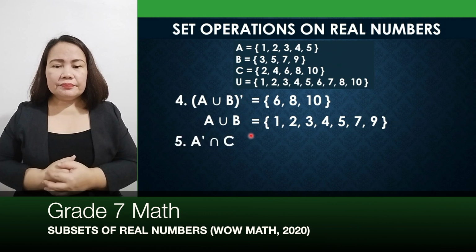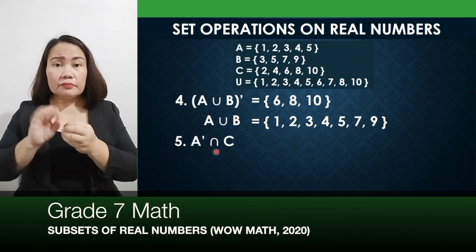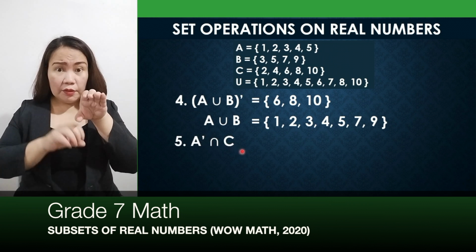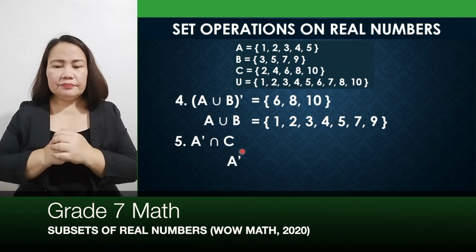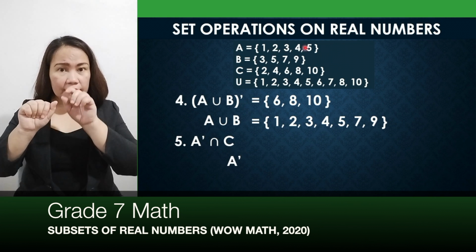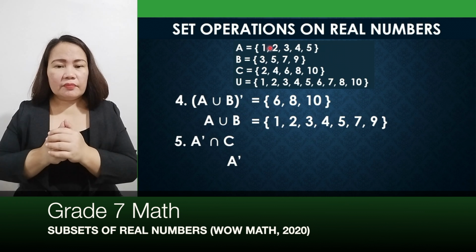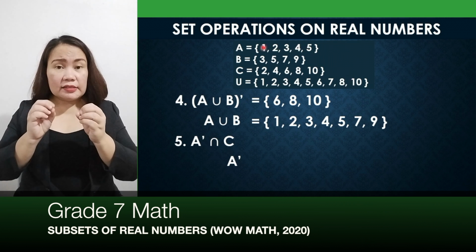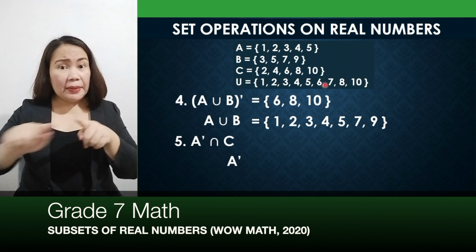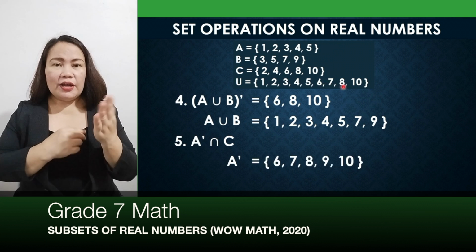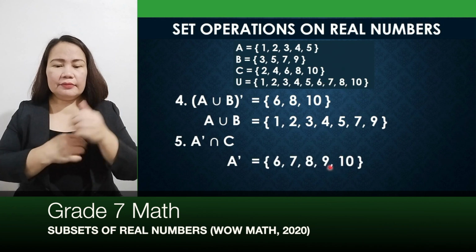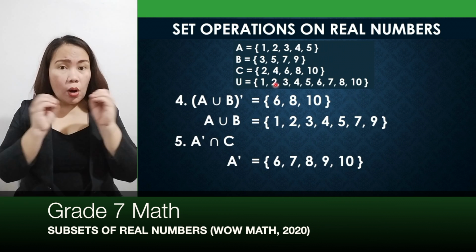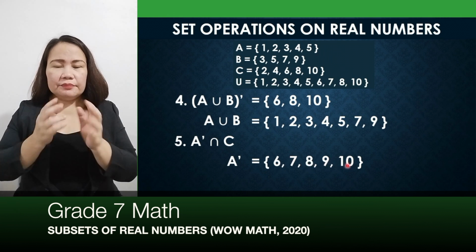Okay. Next, number 5. So, we will be getting the intersection of the complement of A and C. So, our A, kunin muna natin ang complement ni A. So, if this is your A, pag sinabing complement, ano yung wala dito pero nasa universal set? We have 6, 7, 8, 9, 10. Okay? 9, 10 ha, kasi may 9 tayo dyan. Na typo tayo dyan. Okay? So, 6, 7, 8, 9, 10.